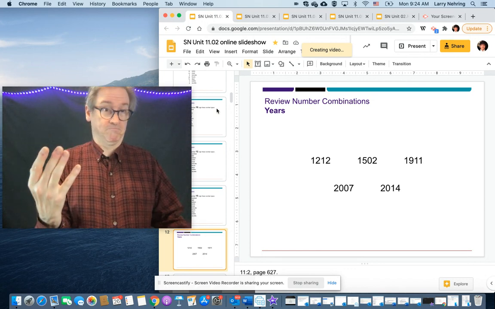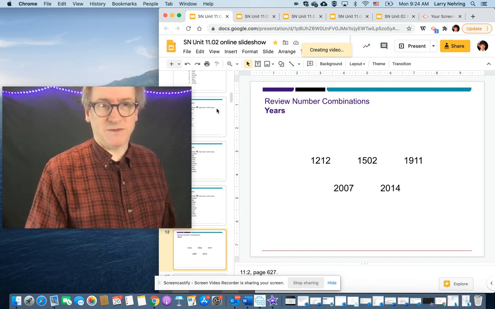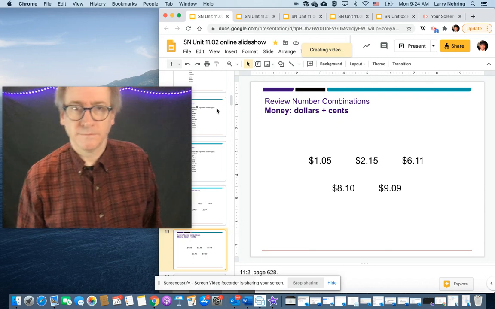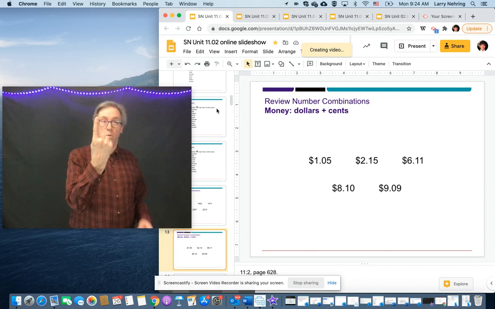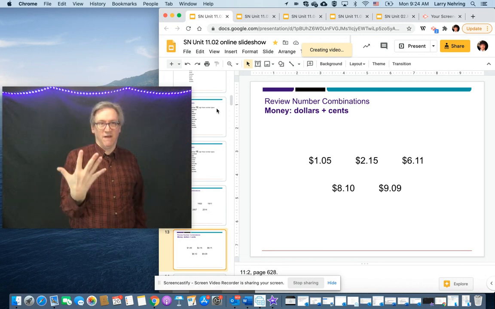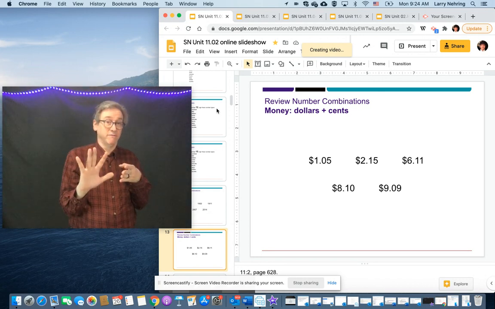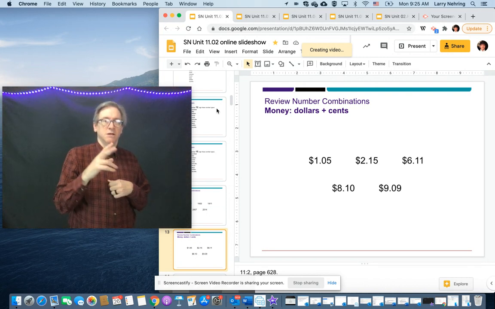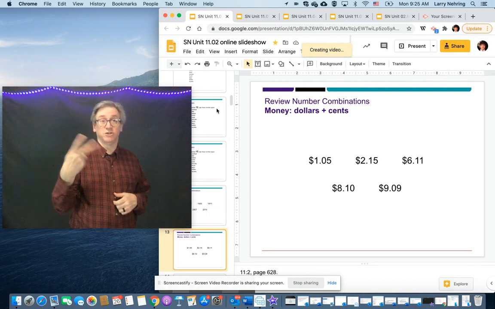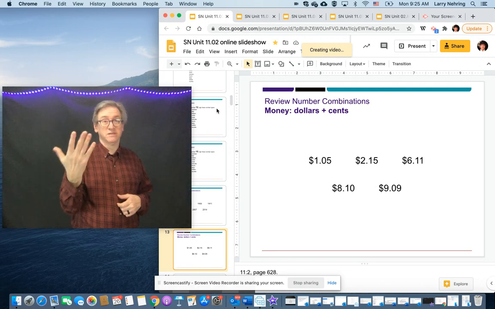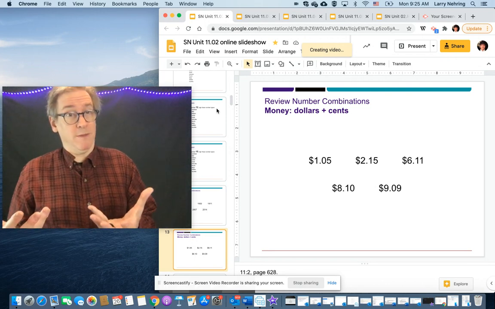2014. Again, I use the 2 taps for each of those. $1, cent 5. $1, cent 5, or cent 5. This is also where you could say $2.15 if we know we're talking about money.